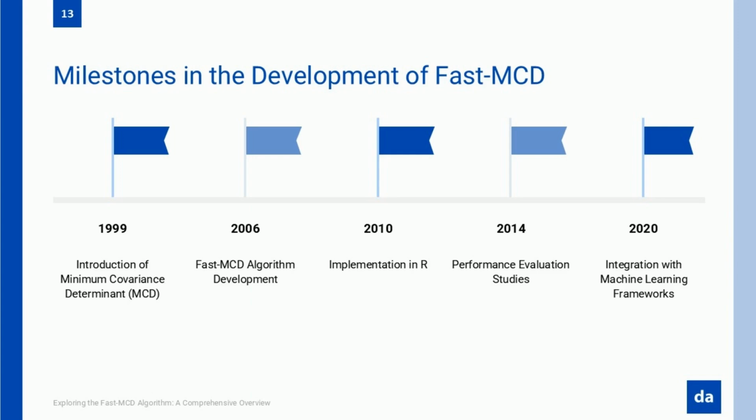By 2020, FastMCD was no longer just a standalone statistical tool. It was being integrated into machine learning frameworks, improving data preprocessing for anomaly detection in AI-driven models. And here we are today, using FastMCD in finance, healthcare, engineering, and beyond. It's gone from a purely academic concept to a practical, high-impact tool used across industries.